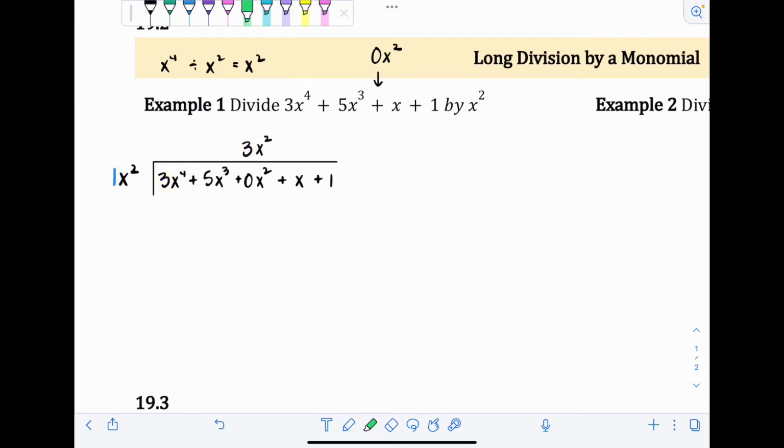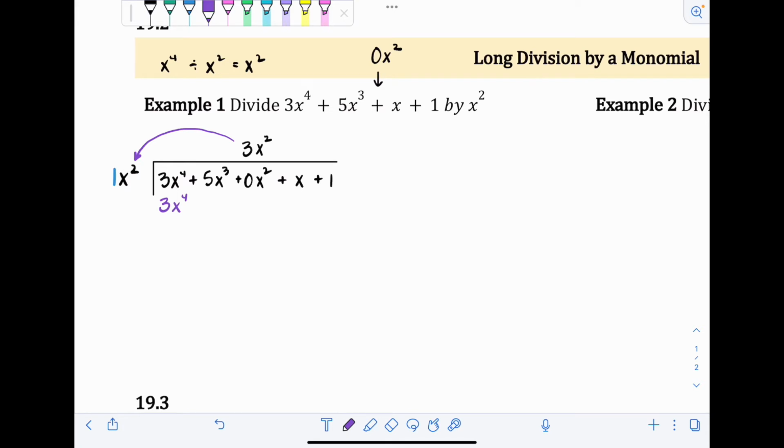Okay, and then we've got that new number on top of the division bar, so the next step is to take that 3x squared and multiply it by x squared. So we would do 3x squared times x squared, which is 3x to the fourth. So I put that 3x to the fourth down there, and you're like, okay, it's the same thing. It's supposed to be the same exact thing. It should always be the same exact thing.